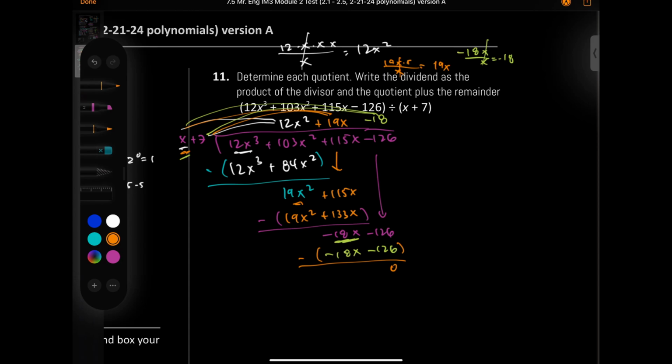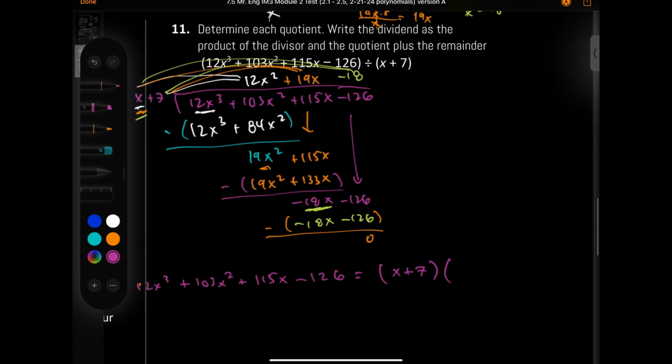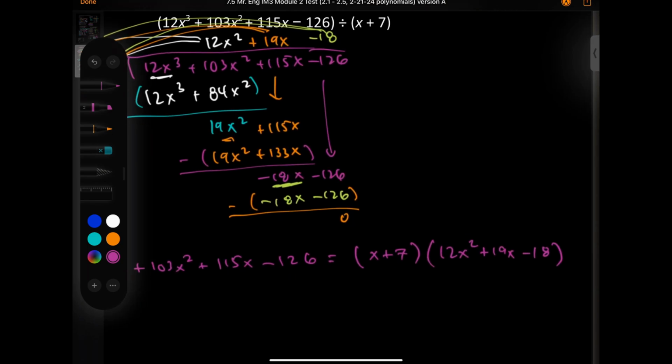Okay, so determine the quotient. The quotient is what's on top. So 12. Write the dividend. That's what's inside in pink. Just recopying it. Is equal to the divisor, which on the outside, the product is multiplication. I have a quotient here. And no remainder.